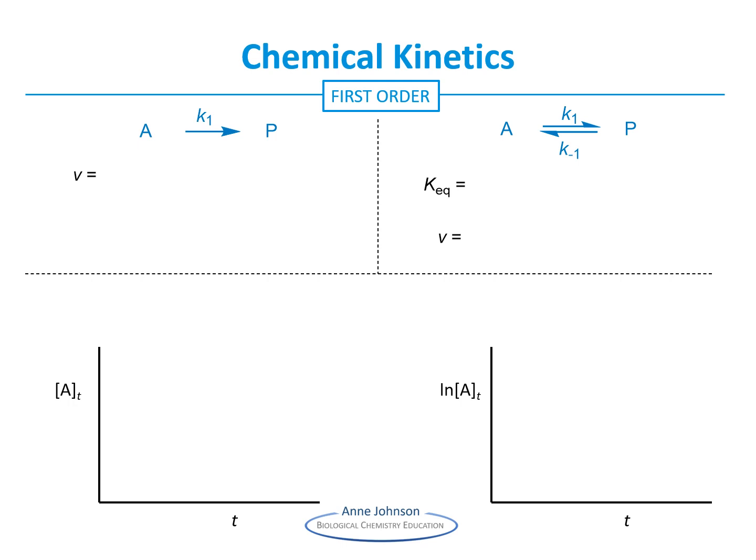In a first-order reaction without equilibrium, reactant A is converted into product P with a rate constant of K1. The rate of this reaction is the change of concentration of A with time, or K1 times A.